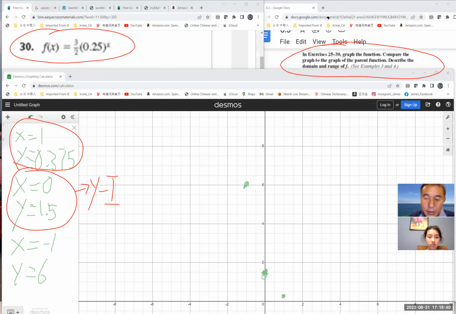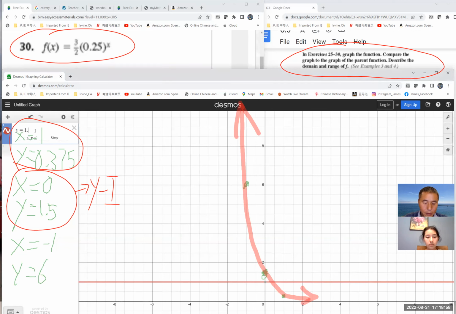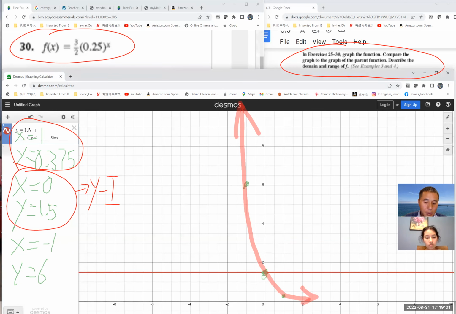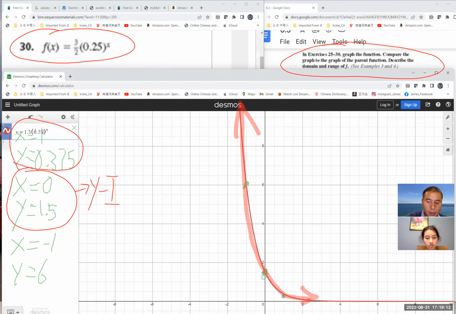Okay. Yeah, if we connect them, then, right, like this. Yeah, now use decimals to help us draw it. y equals 1.5, then x power. Yeah, here is 0.25, right?